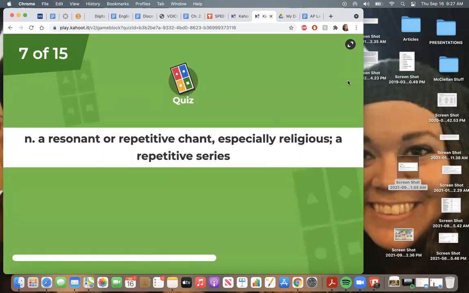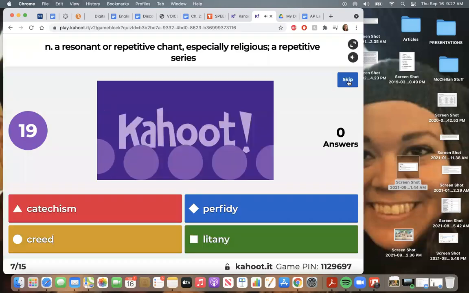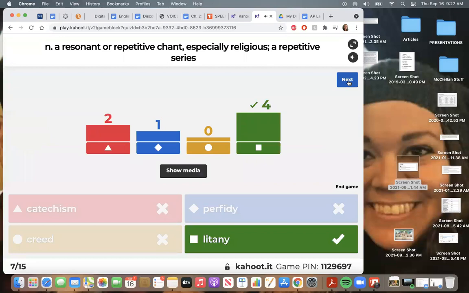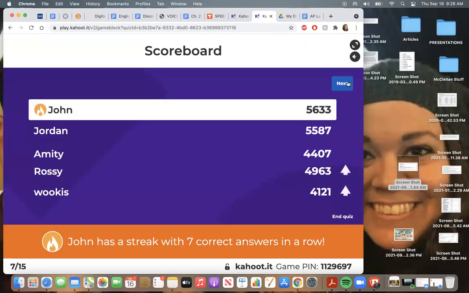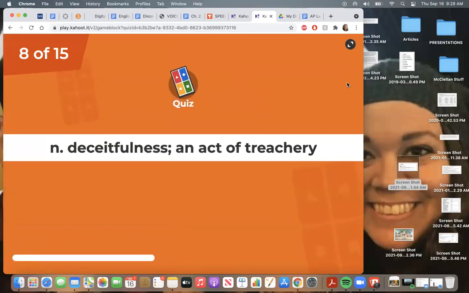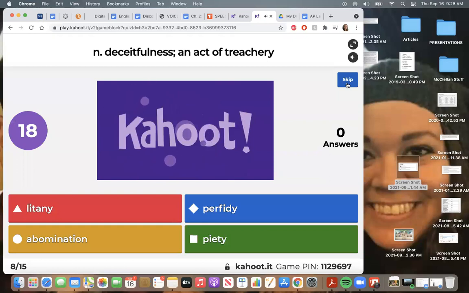A resonant or repetitive chant, especially religious, a repetitive series. Is that catechism, perfidy, creed, or litany? Okay, that one's our hardest one so far. I don't know exactly what a catechism is. I wasn't raised Catholic, but it's something similar, or it's like something that you say. Not to be confused with catacombs, which are a series of tombs.